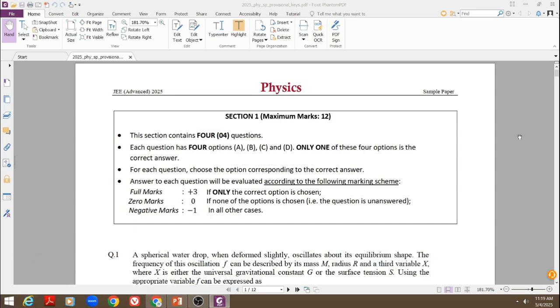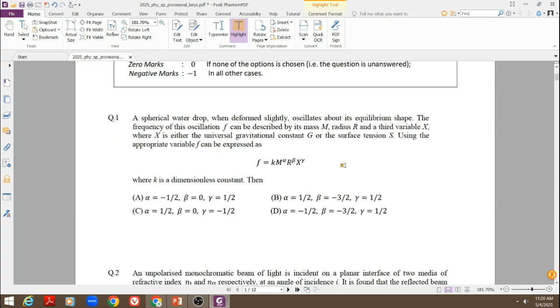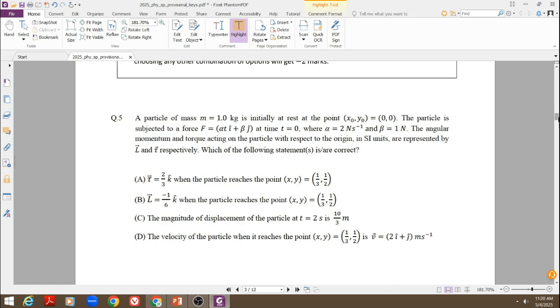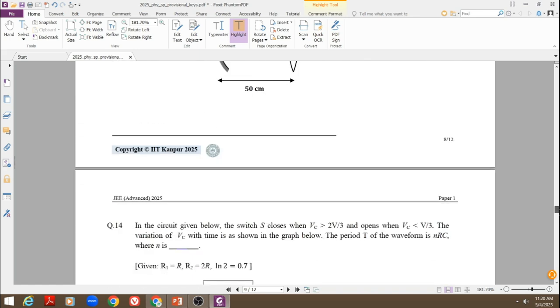Today we are going to solve the JEE Advanced 2025 sample paper given by IIT Kanpur. Okay, so you can see the question paper here. I'm highlighting JEE Advanced 2025. It's a sample paper given by IIT Kanpur. At the end you can see this is the copyright by IIT Kanpur.